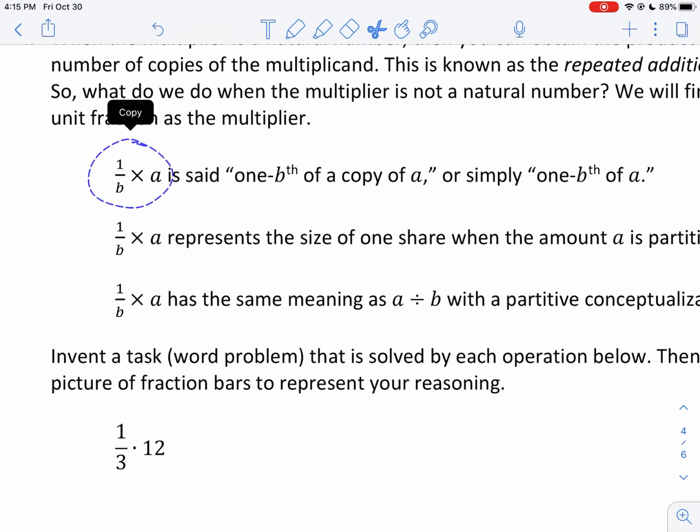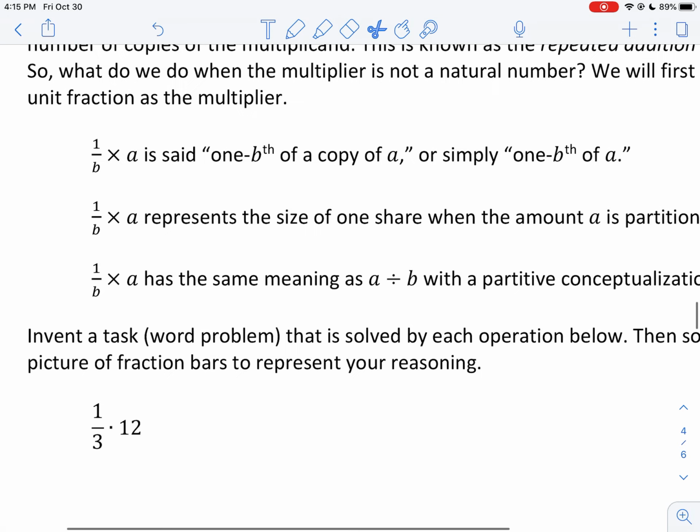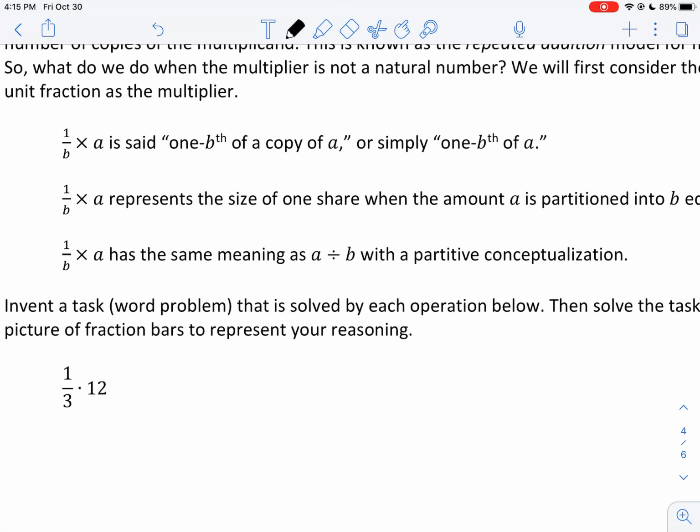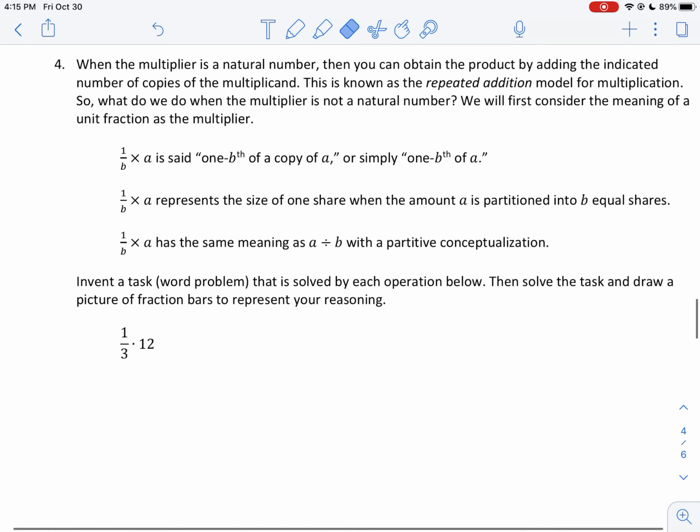So that's the language you use when you see this expression, 1/Bth of A. If that B was a 2, you would say 1/2 of A. If that B was a 3, you would say 1/3. If that B was a 4, you would say 1/4 of A. And then once it's 5 or higher, you just put the TH, 1/5, 1/6, etc. And what it means is the following. When I say think about 1/Bth of A, it means the size of one share when the amount A is partitioned into B equal shares.